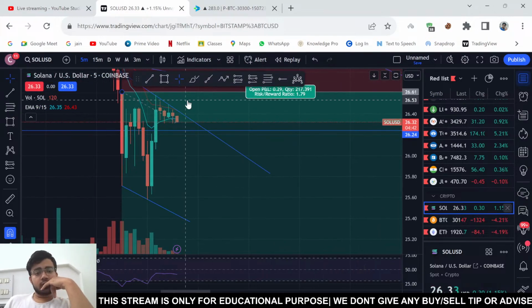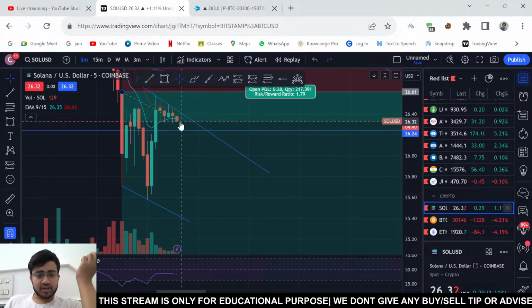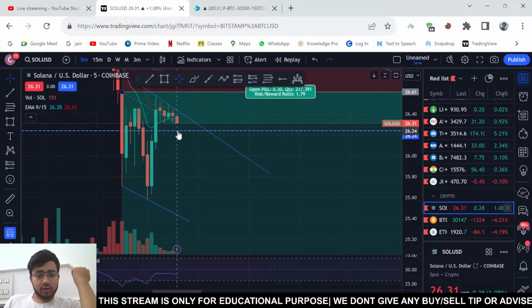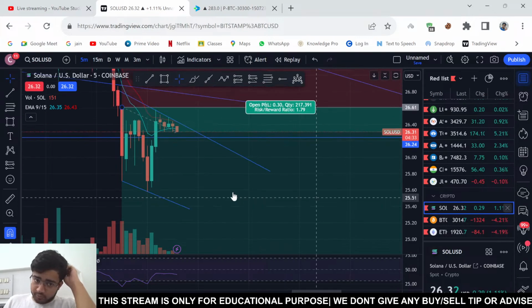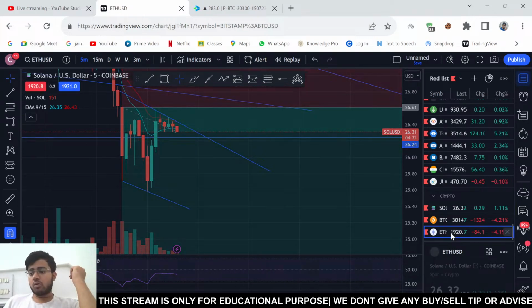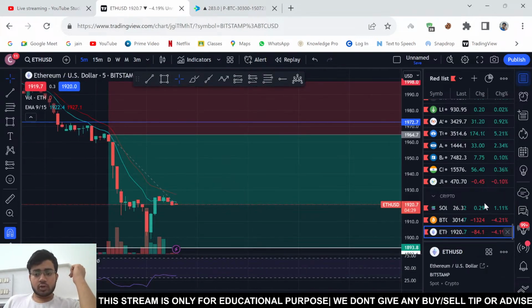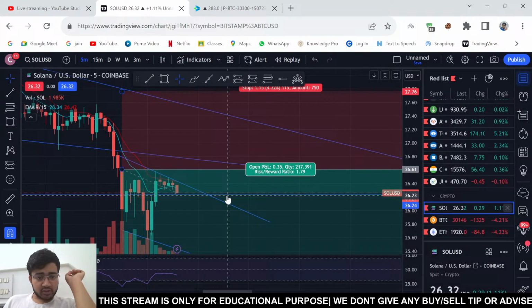Solana is looking like a pure downtrend. So if you're looking for a fresh entry, just when it breaks this level downward, 26.24, you can enter into a trade. I'm just giving away free money here, guys.